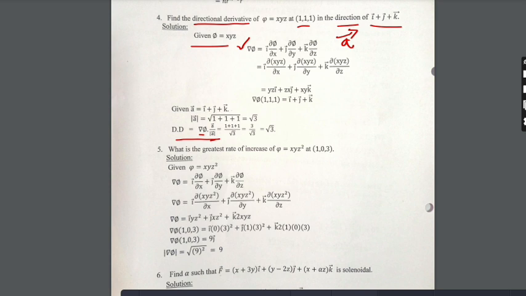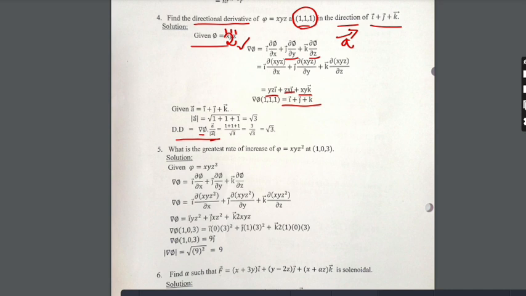First, differentiate phi with respect to x, so x will become 1. So I get yz i vector. Then if I differentiate phi with respect to y, y will become 1, so I get xz j vector. If I differentiate phi with respect to z, z will become 1, so that I get xy into k vector. Now I substitute the point (1, 1, 1) for x, y, z, so that I get the value i vector plus j vector plus k vector.